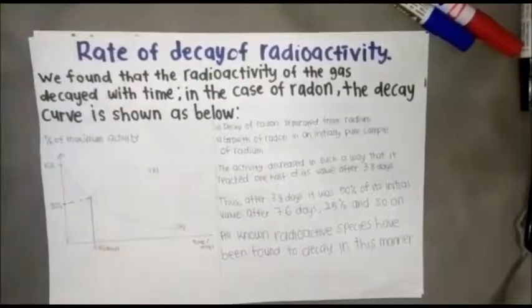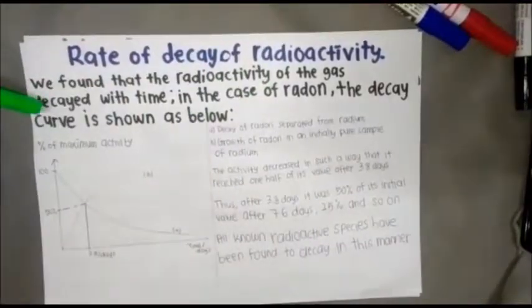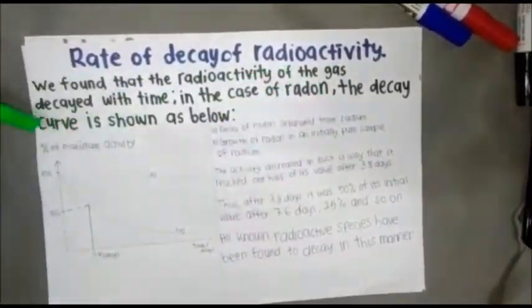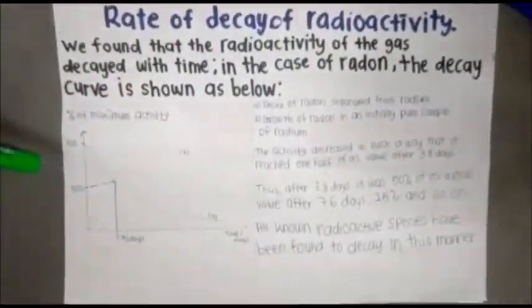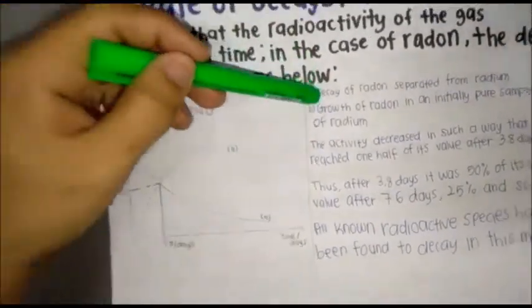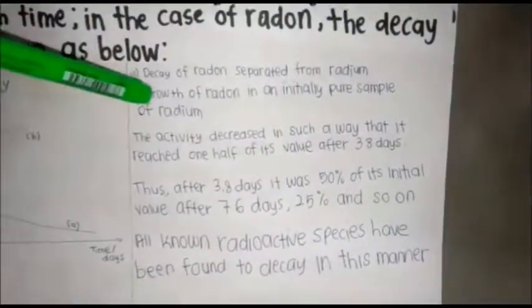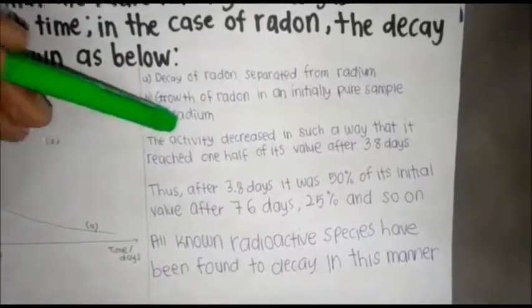Regarding the decay of radioactivity, we found that the radioactivity of a gas decayed with time. In the case of radon, the decay curve is shown below. This is the curve of radon. A: the decay of radon separated from radium. B: growth of radon in an initially pure sample of radium.